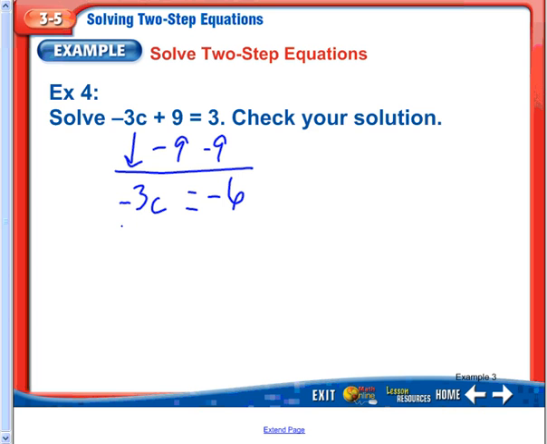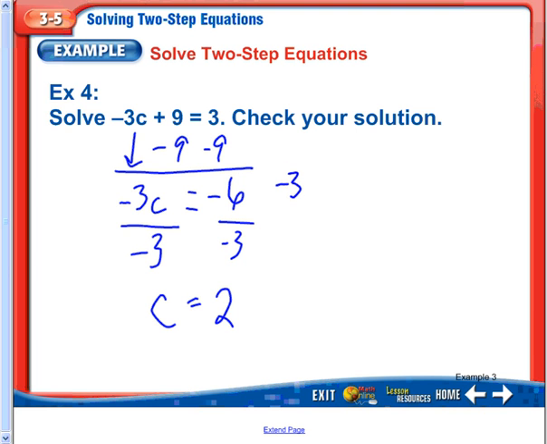Step 3, get rid of any multiplication or division on the side of the variable. Since I am multiplying right here, we will need to divide by the coefficient. In this case, I have a negative integer as a coefficient, so I need to divide by negative 3 on both sides of the equation. Negative 3 divided by negative 3 is 1, and 1 times c is c. I have a negative divided by a negative, so I know my answer is going to be a positive. 6 divided by 3 is 2.